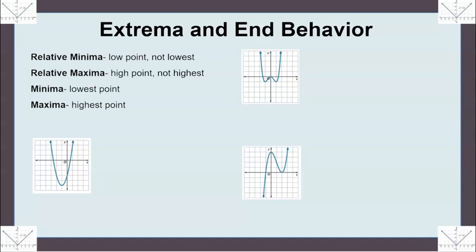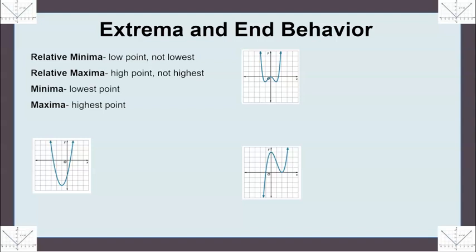Some characteristics of a function can be described by using the extrema and the end behavior. So in this video, we're going to go through how you can define and identify the extrema in a graph, and then also describe the end behavior. So first off, the extrema. Extrema refers to the high points and the low points of a function. In other words, the turning points of the graph.